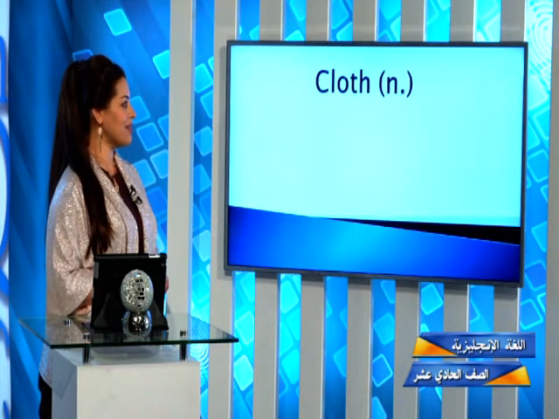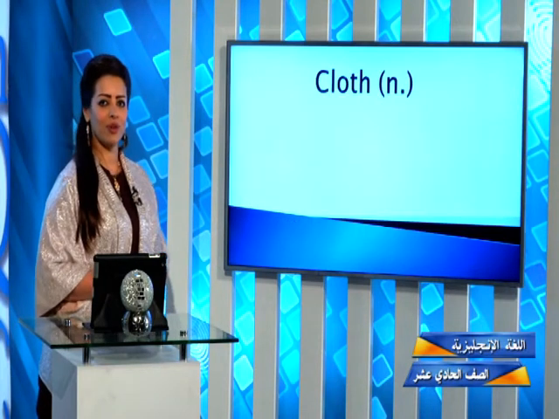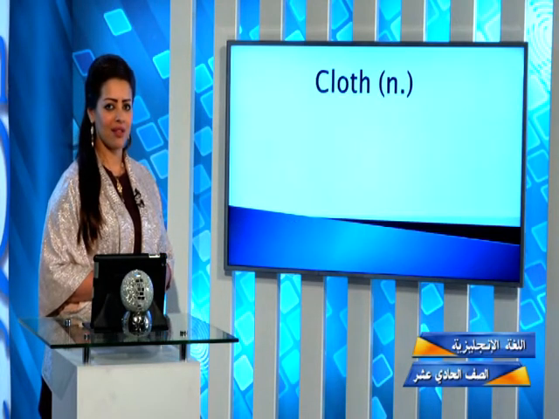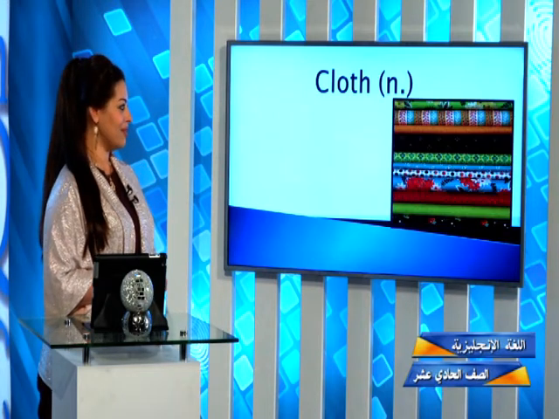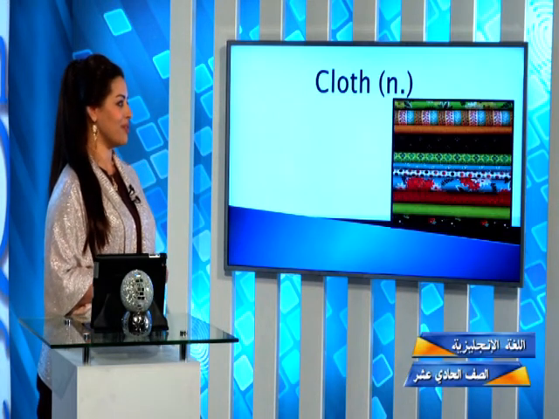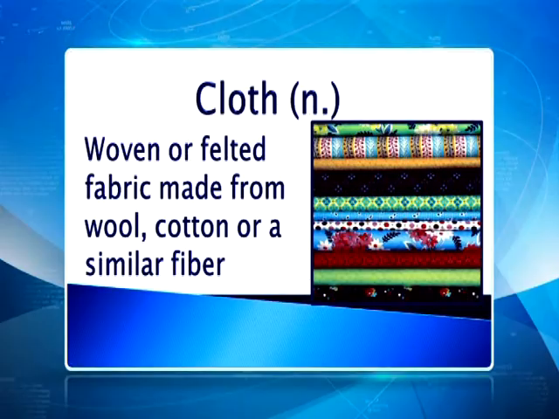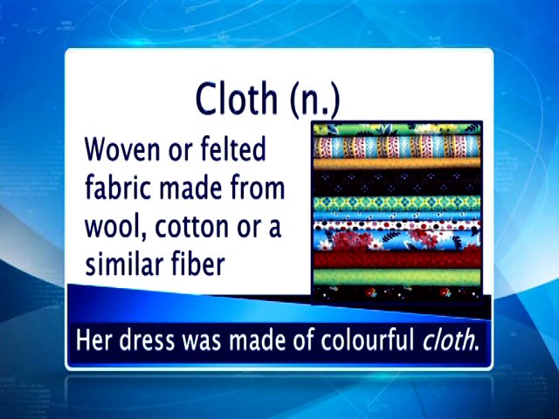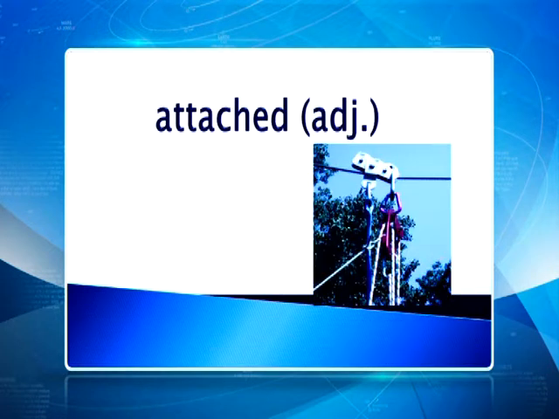Our next word is cloth. Repeat the word after me. Cloth. It's a noun. As you can see in the picture, we have different types of cloths. Woven or felted fabric made from wool, cotton, or a similar fiber. For example, her dress was made of colorful cloth. Let's move on.